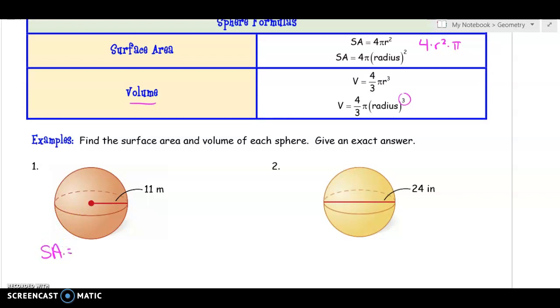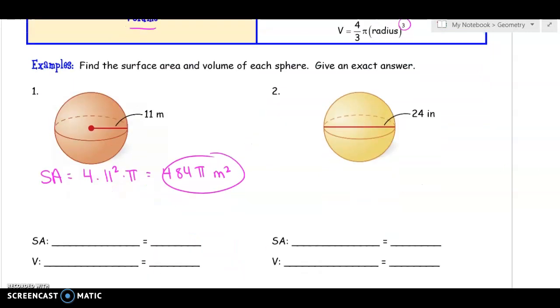So like for number 1, the surface area of the sphere is 4 times radius squared times pi. The radius is 11. So 4 times 11 squared times pi. Plug it in your calculator except for the pi part. You're going to get 484 pi square meters. All right. Oh, the answer's down here.